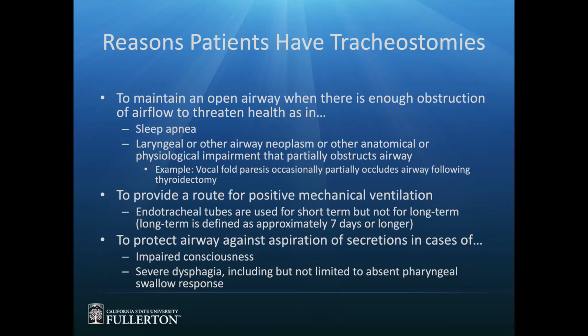Another reason, and a relatively uncommon one, fortunately, is that there might be a laryngeal airway obstruction or other anatomical or physiological impairment that partially obstructs the airway. So, for example, a tumor or a cancer could grow in the airway enough to obstruct breathing. And that person would then need to have that opening into the trachea, a tracheostomy with a tube inserted into it. And they would then have a tracheostomy tube to maintain their breathing in spite of the obstruction at some point above that opening.